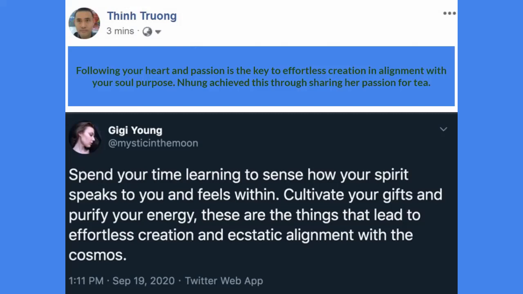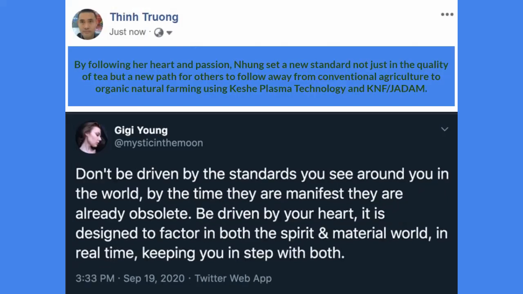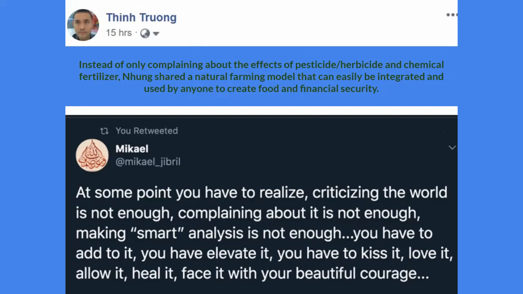Jung achieved this through sharing her passion for tea. By following her heart and passion, Jung set a new standard, not just in the quality of tea, but a new path for others to follow, away from conventional agriculture to organic natural farming using Keshe Plasma technology and KNF Jadam. Instead of only complaining about the effects of pesticide, herbicide, and chemical fertilizer, Jung shared a natural farming model that can easily be integrated and used by anyone to create food and financial security.